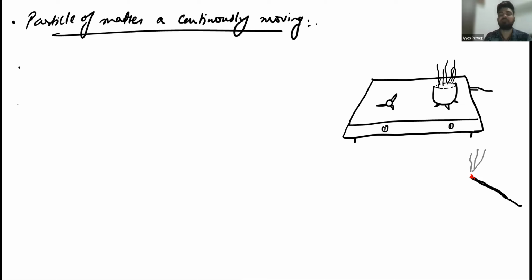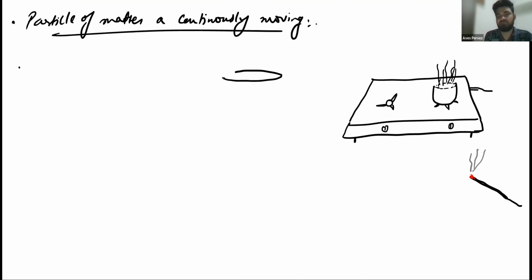So we can simply say that particles of matter are continuously moving. This can be proved by this activity: the smell of hot cooking food reaches every part of the living room, or different parts of the house. Similarly, the smell of an incense stick reaches different parts of the room, because the particles of matter are continuously moving.